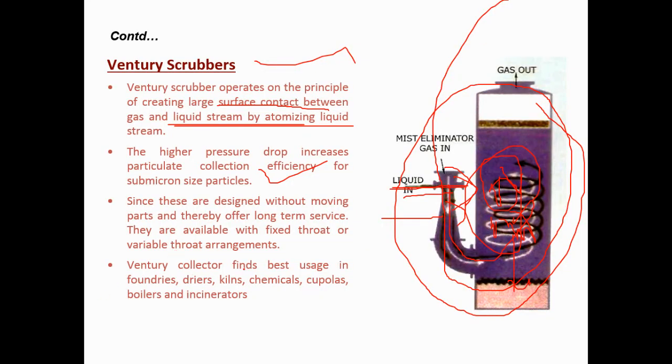The Venturi collector finds its best use in foundries, dryers, kilns, and chemical plants. These are the different places where Venturi scrubbers are installed. In case of foundries, steel foundries are there. There are different dryers, kilns, chemical factories, boilers, and incinerators where these Venturi scrubbers are mostly effective.